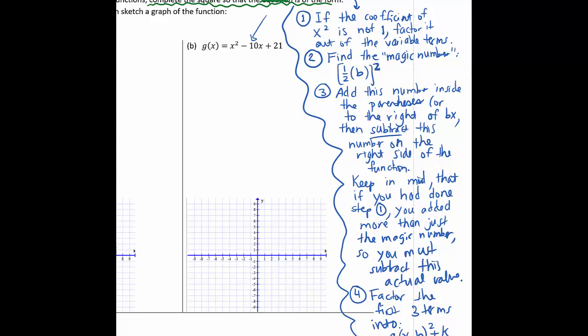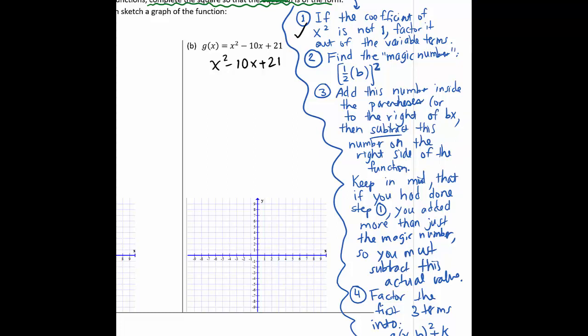Okay, so step 1 says, if the coefficient of x squared is not 1, then you're going to have to factor it out of the variable terms, which I mean just the first 2 terms, because they're the only ones that have an x. But our coefficient of x squared is 1, so there's no need for us to do that. I'm just going to rewrite the whole thing. Alright, so we can skip step 1, the coefficient of x squared is 1.